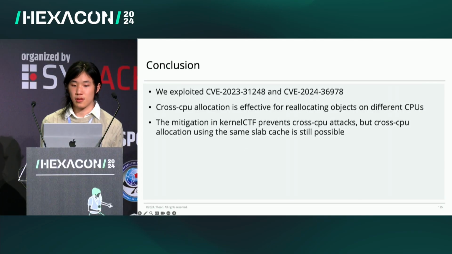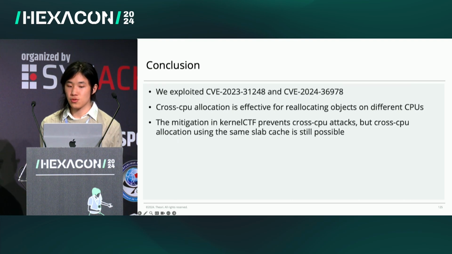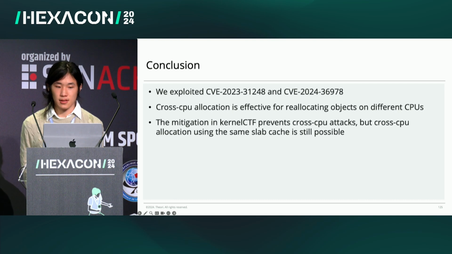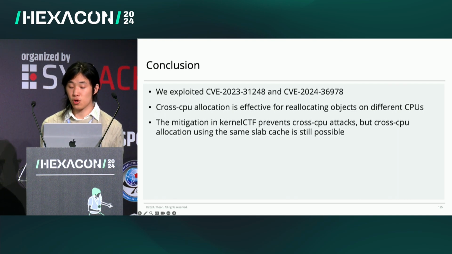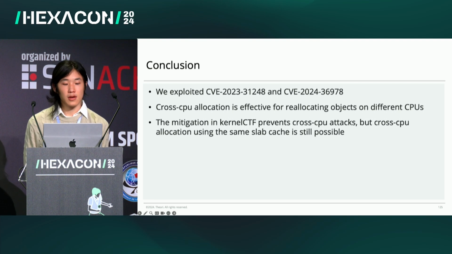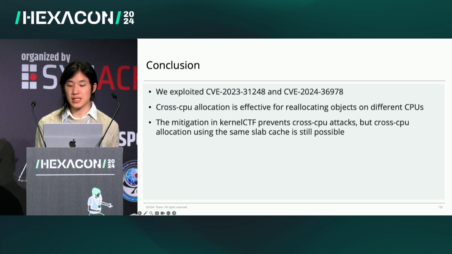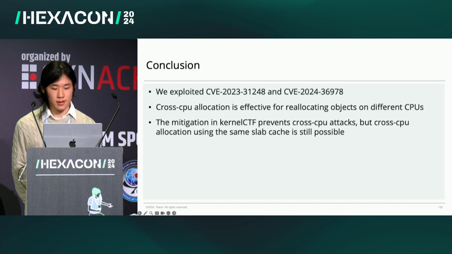This is our conclusion. We exploited CVE-2023-31248 and CVE-2024-36978. Cross-CPU allocation is effective for reallocating objects on different CPUs. The mitigation in the kernel prevents cross-CPU attacks, but cross-CPU allocation using the same slab cache is still possible. It could be slab, or it could be buddy.